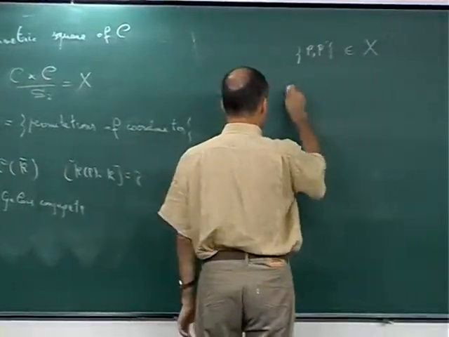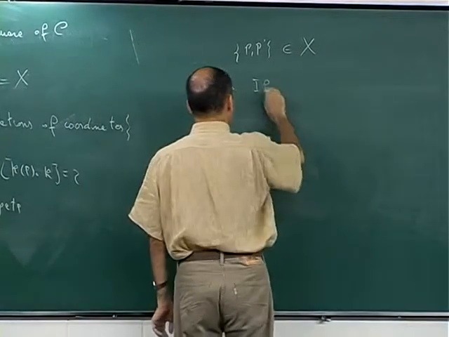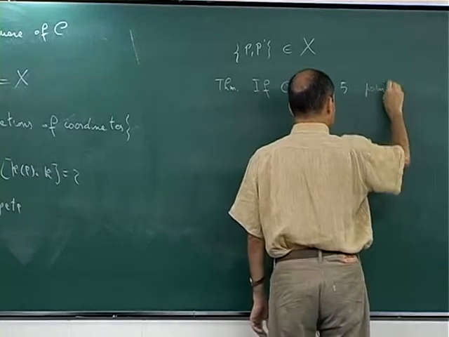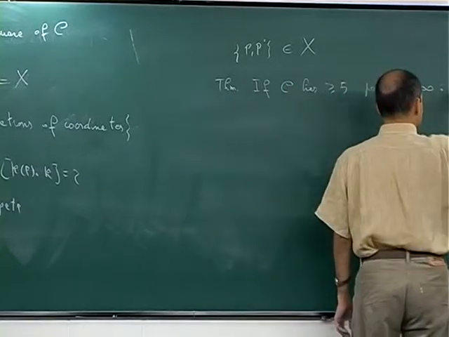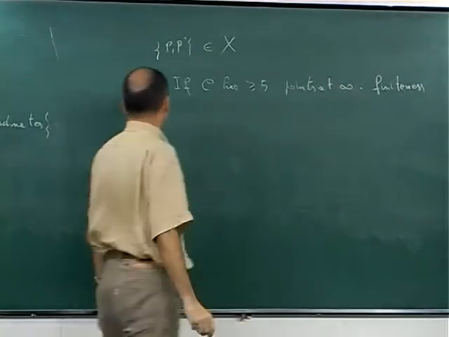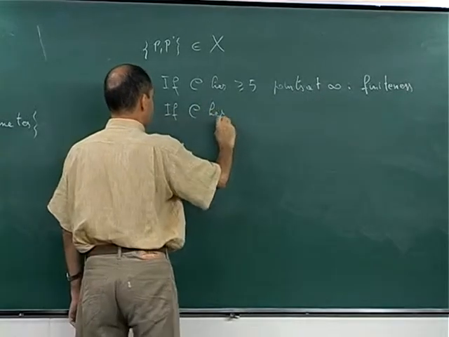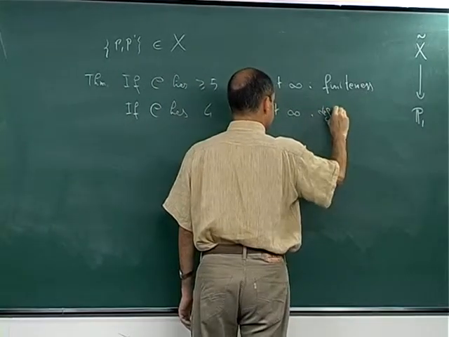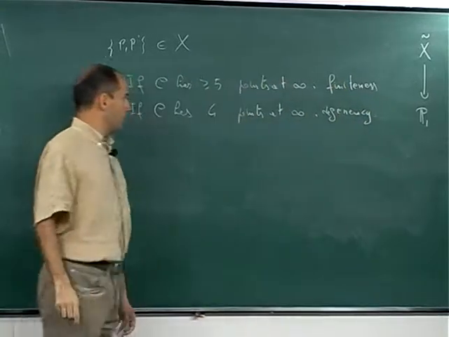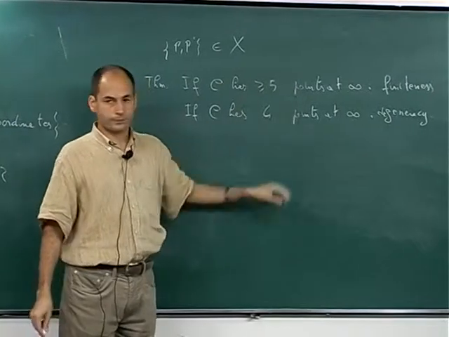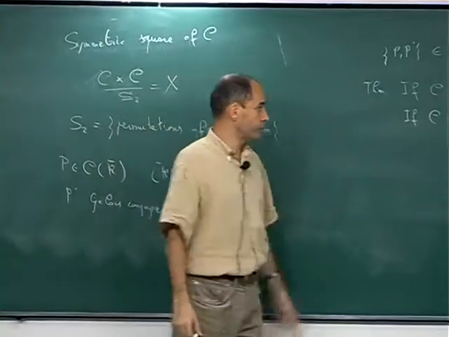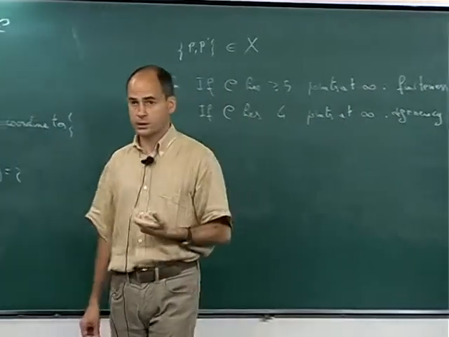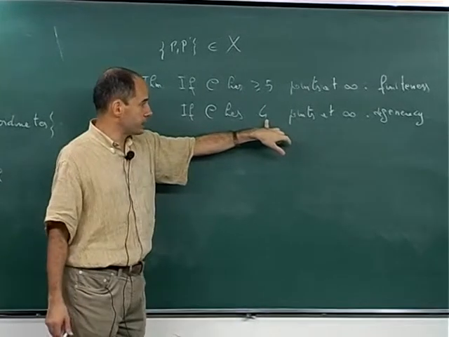And actually, what we obtain is that if C has at least 5 points at infinity, we have finiteness, and if C has 4 points at infinity, we have degeneracy. And both theorems are best possible. So for 3 points at infinity, one can produce examples where quadratic integral points are Zariski dense. And for 4 points, in general, there is no finiteness.